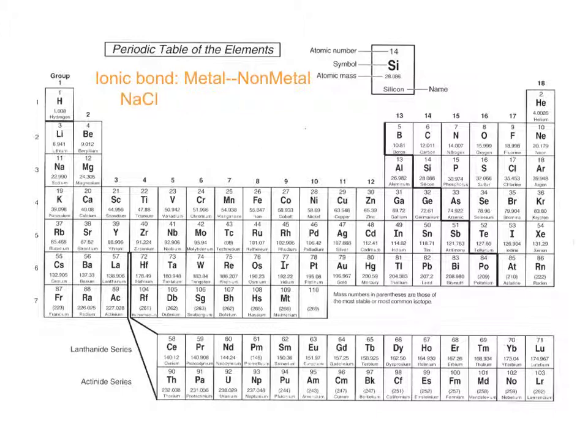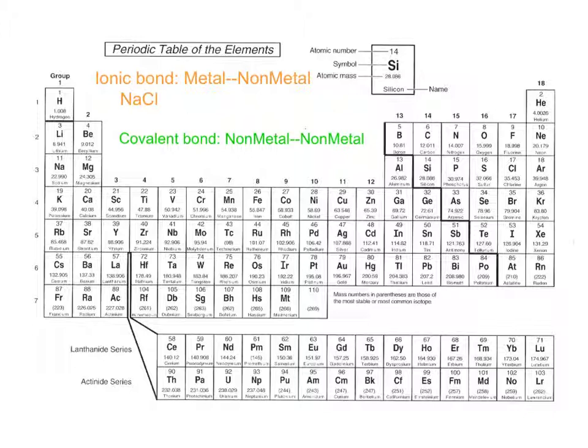A very common example could be sodium chloride. So we have sodium and chlorine. Sodium, of course, is considered a metal. It's on the metal side because it's to the left of this dark line. Anything to the left of this dark line is going to be a metal. So sodium is a metal. And chlorine, located to the right of the dark line, is going to be a non-metal. So when you have a metal bonded to a non-metal, that's going to be an ionic bond.